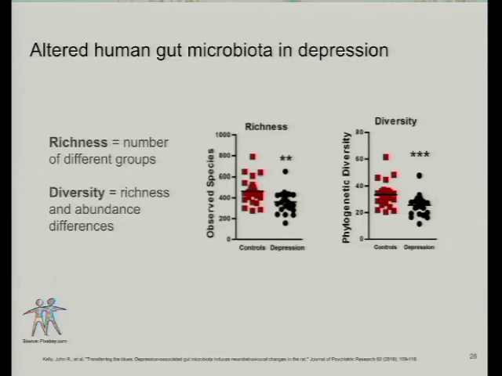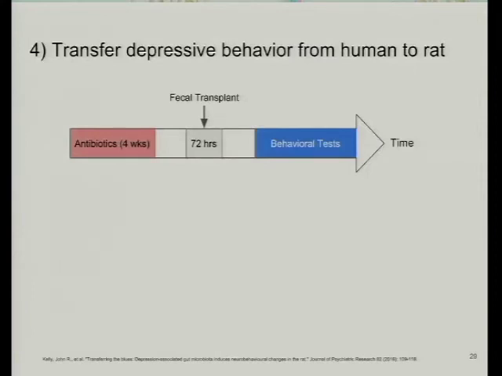Comparing the controls to their depression counterparts, you can see that the depression patients had a smaller number of different groups, and also less diversity in their guts. So again, suggesting that at least in depression, there's also some change that might be associated with depression. Not only that, they focused solely on humans first, but then they wanted to try out if they can even replicate that depressive phenotype in rats as well.